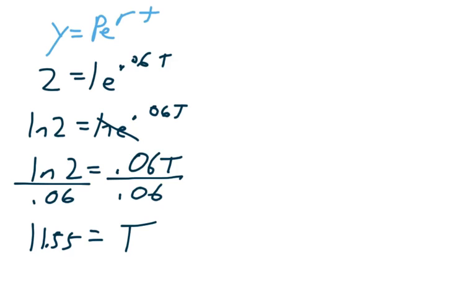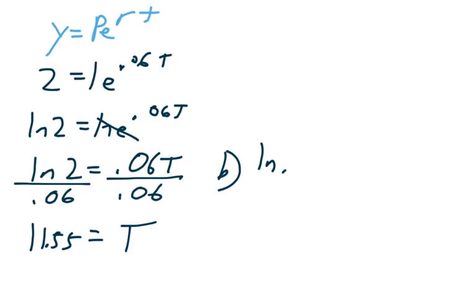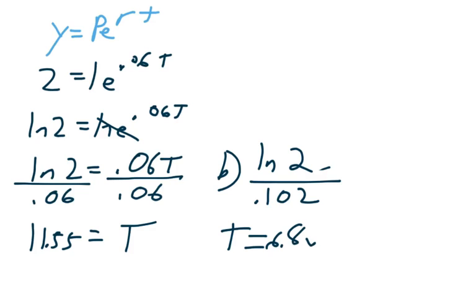11.55. Now in part B, and for those of you who have watched this video, you know we're going to get to this point where we take the natural log of whatever the rate is, the natural log of 2, because we're doubling, divided by the rate, which is 0.102. And so when I change my rate in the calculator, it turns out to be t equals 6.8 years.